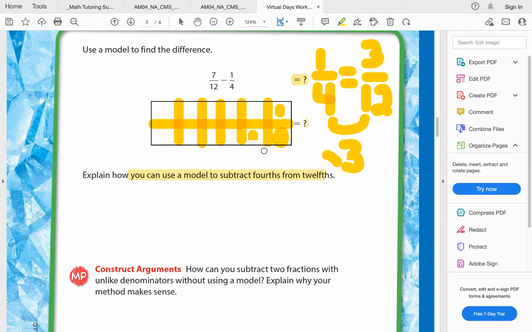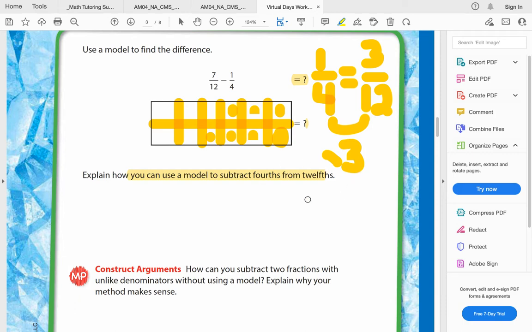oh, wait a minute. I didn't do that right. I skipped a step, didn't I? Hopefully you guys caught that. We have to start with 7/12, not 12/12. My bad. All right. Let me go ahead and shade in 7 of these. 1, 2, 3, 4, 5, 6, 7.